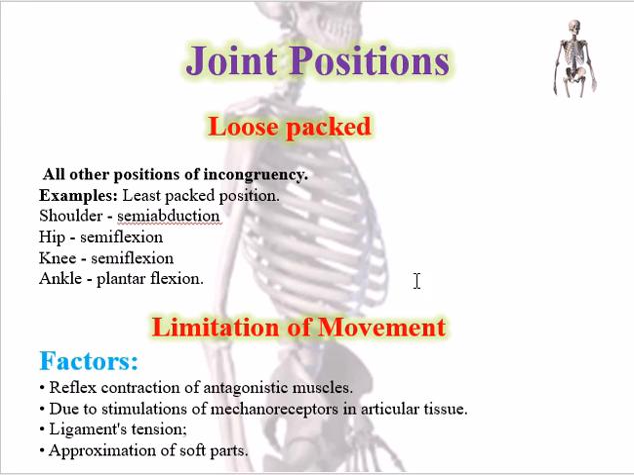Limitation of movement factors. Factors include reflex contraction of the antagonistic muscles due to stimulation of mechanoreceptors in the articulating tissues, and ligaments tension and approximation of the soft parts.